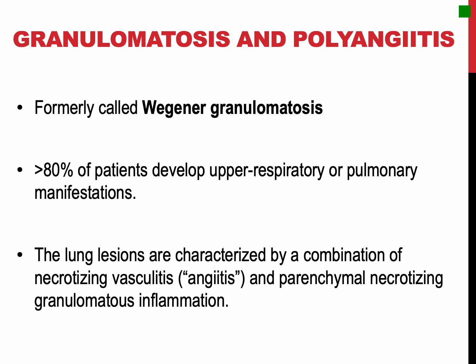So the signs and symptoms stem from the involvement of the upper respiratory tract, where the patient may present with chronic sinusitis, epistaxis, nasal perforation, and the lungs, where the patient may present with cough, hemoptysis, and chest pain. PR3 ANCA, which is the antineutrophil cytoplasmic antibodies, are present in close to 95% of cases.